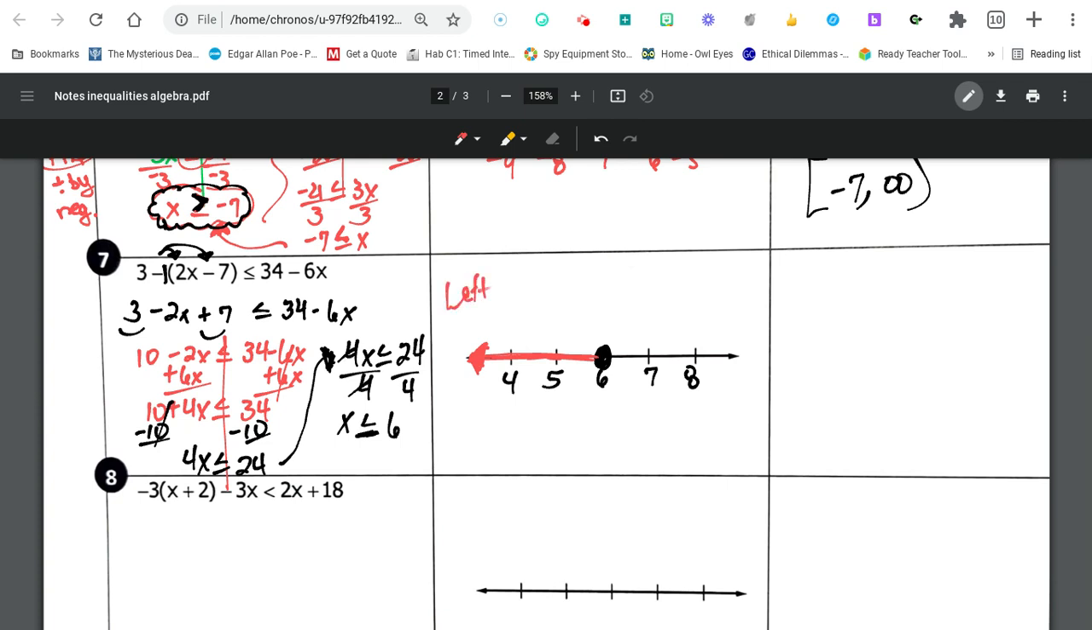And I'm going to write this in interval notation from left to right. Well, what's on the left? On the left, it's approaching negative infinity. And on the right, it's stopping at 6, okay? So negative infinity to 6, but 6 is a closed circle, so put a bracket there on the 6, okay?